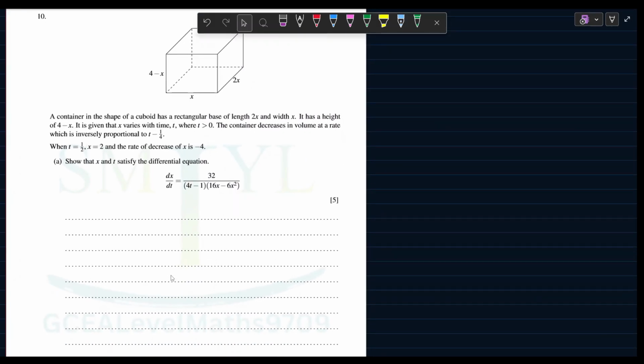Okay, so maybe the first place to start is a container in the shape of a cuboid has rectangular base of length 2x, width x, and height 4 minus x. So if we wonder the volume of our cuboid, it's length times width times height. So it's going to be 2x times x times 4 minus x, which is the height. So the volume is equal to 2x squared times 4 minus x, which we can simplify further to 8x squared minus 2x cubed. Okay, so that's the first line.